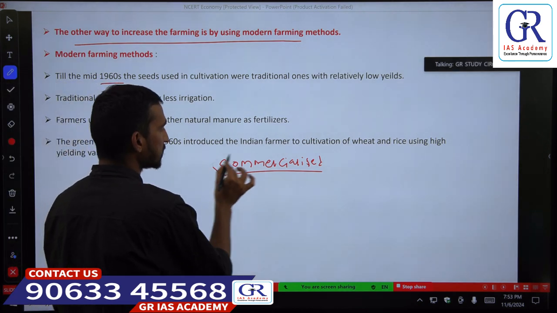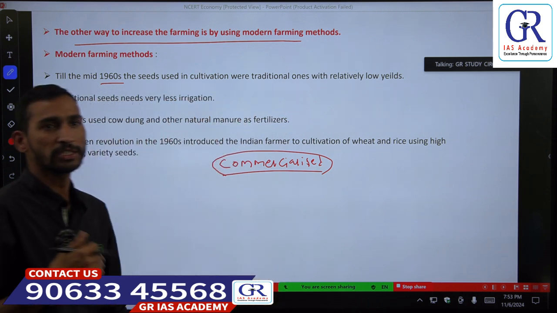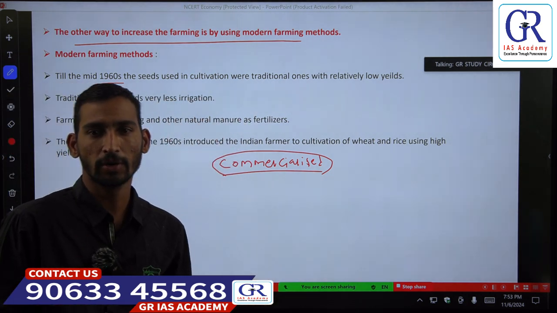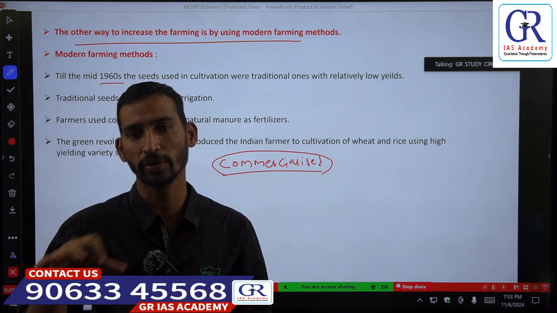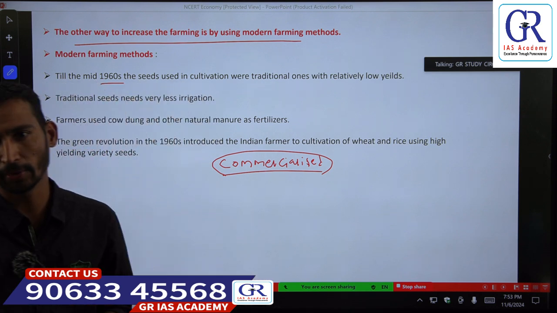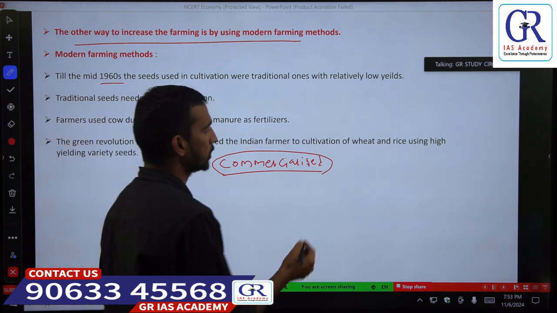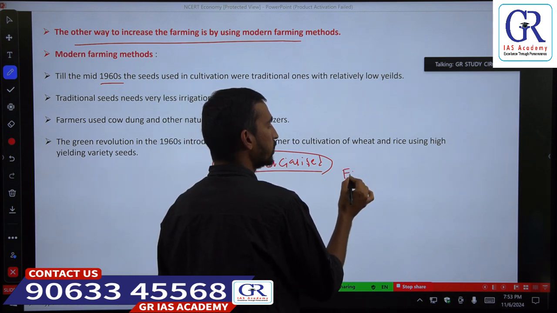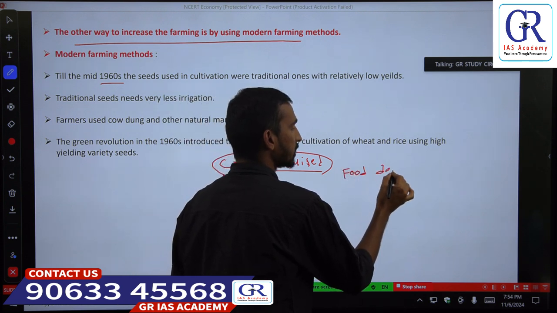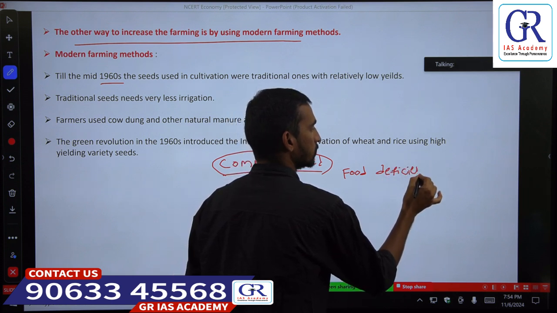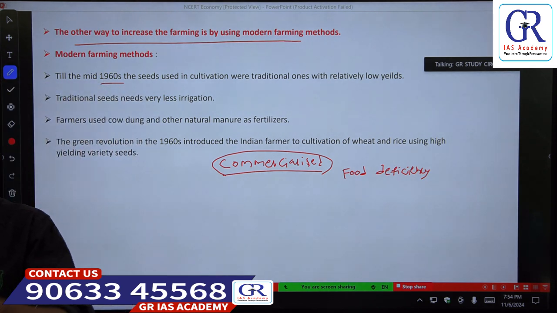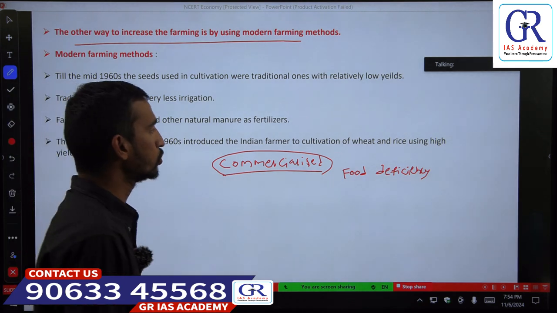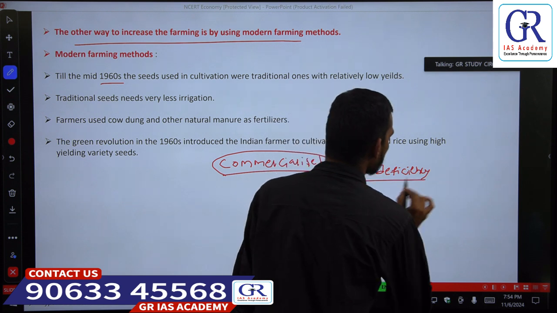Due to commercialization of the agriculture sector, we are producing commercial crops like cotton, jute, and we are ignoring the food grains. We ignore the food grain production. So slowly, food deficiency has arisen in the country. Farmers are cultivating only commercial crops, not consumer crops like food grains. Due to that factor, there was food deficiency in the country.